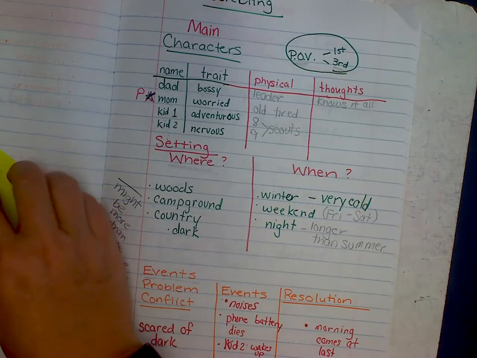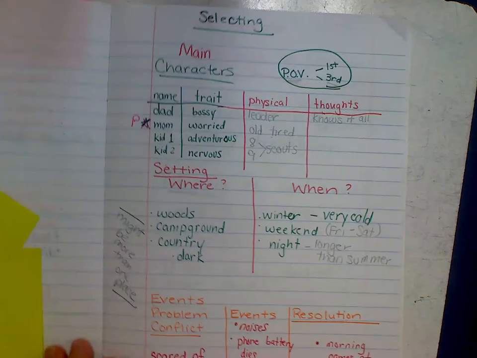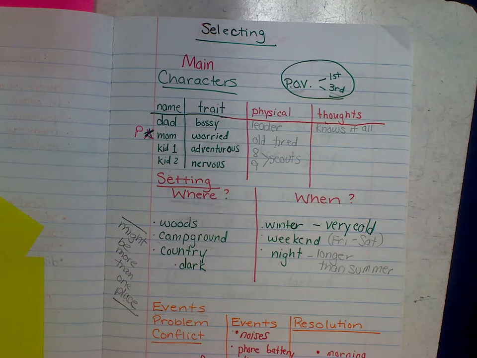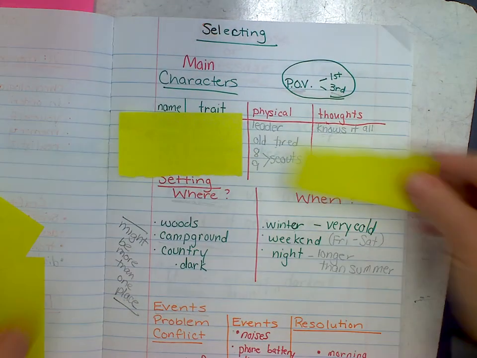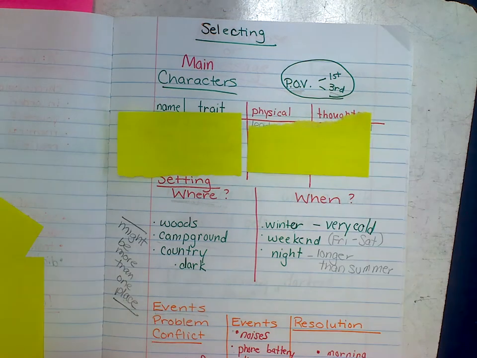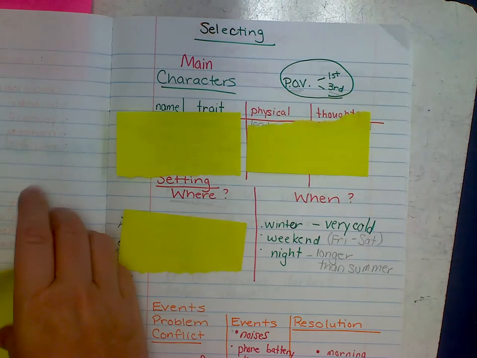In your notebook, I want you to write selecting up here at the top. I'm going to cover these up and then we'll uncover them one at a time. Don't want you to get too overwhelmed.